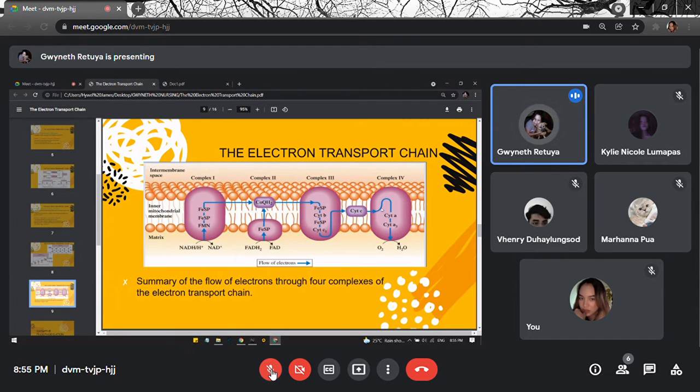So lastly, complex 4 functions to transfer electrons from cytochrome C to oxygen to form water and help generate a proton gradient. So that's all for the electron transport chain. Let's proceed to oxidative phosphorylation.